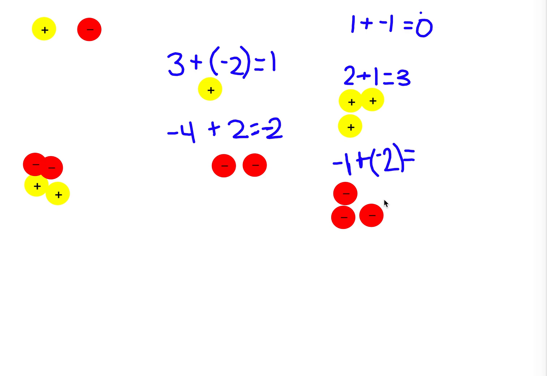Okay, and so now I need to look to see, are there zeros I can cancel out? No, there's not. There's only negatives. So how many negatives? 1, 2, 3. So my answer for that part is going to be -3.